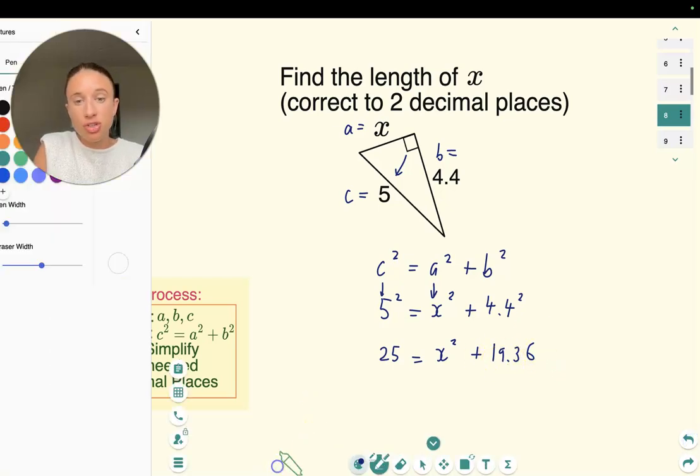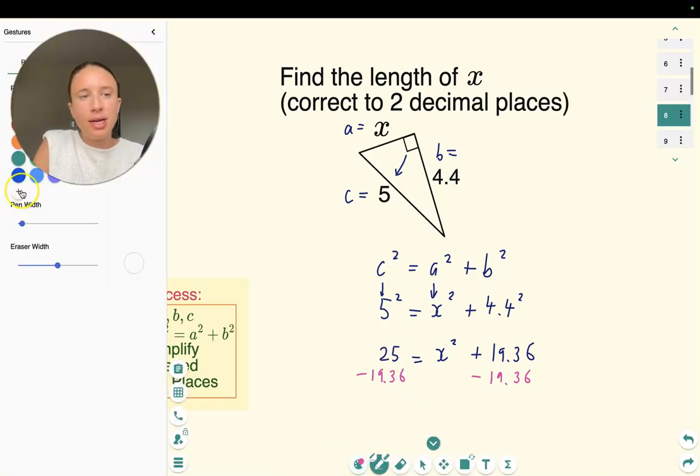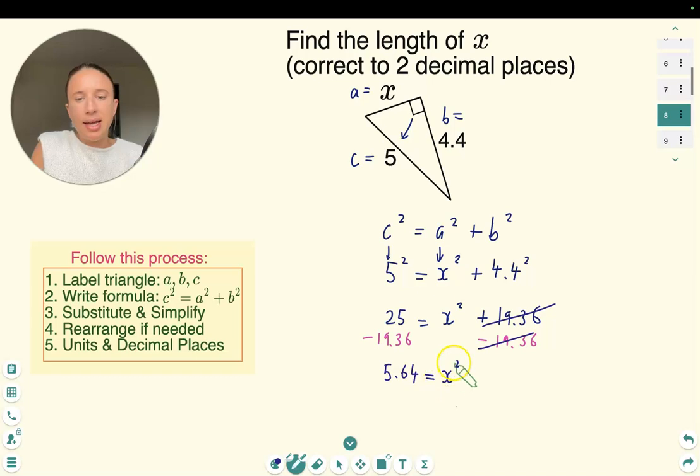So we're going to choose to move that first. What's the opposite of plussing 19.36 is taking 19.36. And what we do to one side, we do to the other. You're doing great. 25 on this side, 25 take 19.36 is 5.64. We did that so that it would cancel, and we got it a little bit simpler.